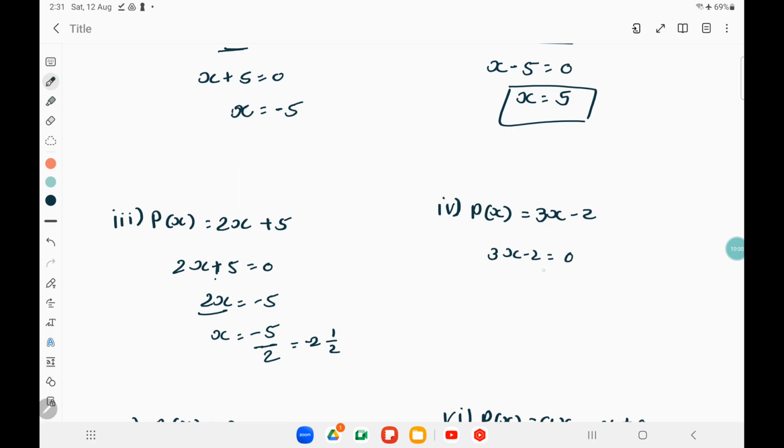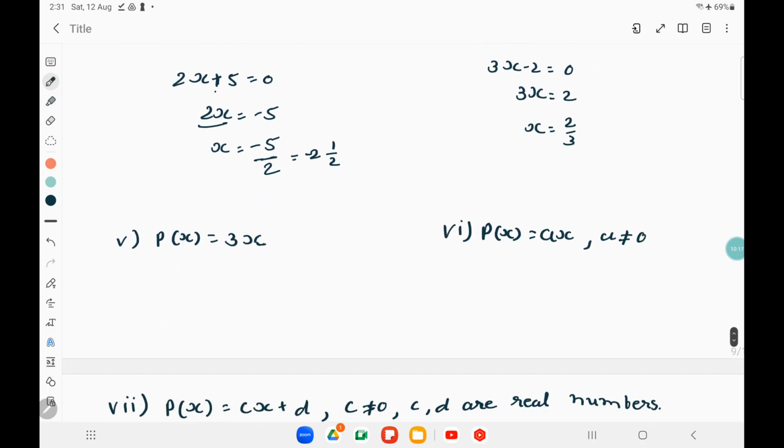Okay, next example. 3x minus 2 equal to 0. So 3x equal to 2. Then x equal to 2 over 3. Okay, and this is a proper fraction, so we don't need to simplify it further, and 2 over 3 is a 0 of this polynomial. Let's move on. Here 3x equal to 0. So x equal to 1/3. So 1/3 is a 0 of this polynomial.